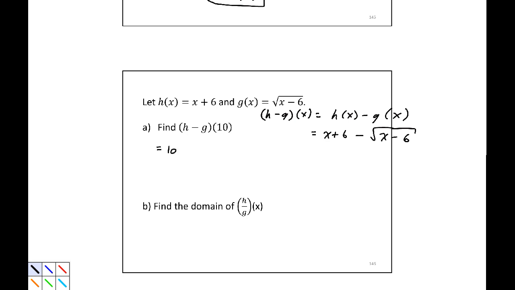So this will be 10 plus 6 minus the square root of 10 minus 6. Well, this is 4, so the square root of 4 is 2. So we'll bring that down. So that would be 16 minus 2, or 14. That is the value we are after.